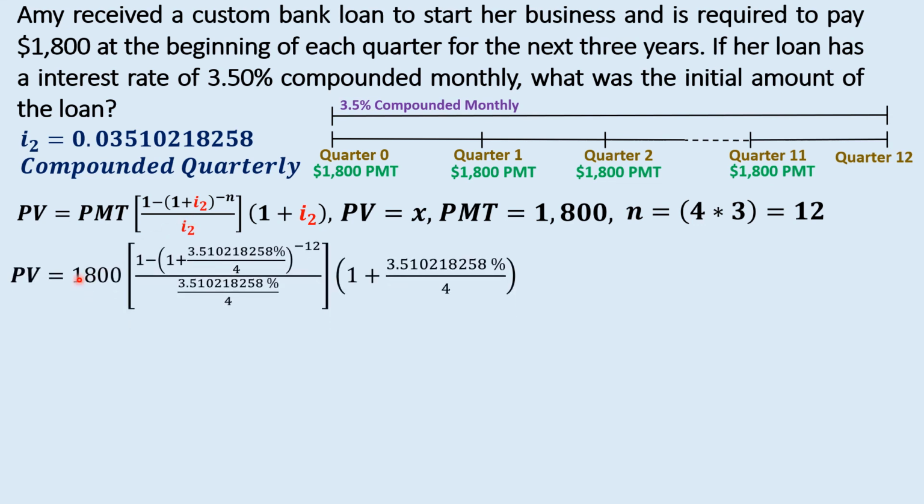So when we put it into our equation, we have 1,800 as payment, into the brackets of 1 minus 1 plus 3.50218258%, divided by 4. Again, it's dividing by 4 because it's compounded quarterly, to the power of negative 12. Same rate. I've changed it into a percentage because that's how I like to see it when I write down my equations. Wherever I2 is in the equation, I've written the same rate, and it's being divided by 4.